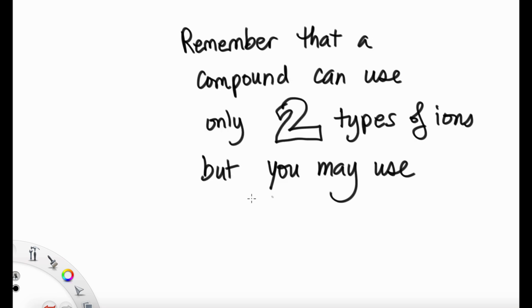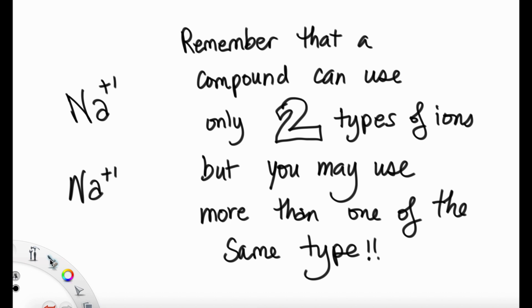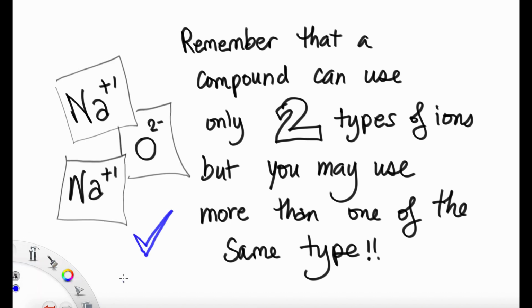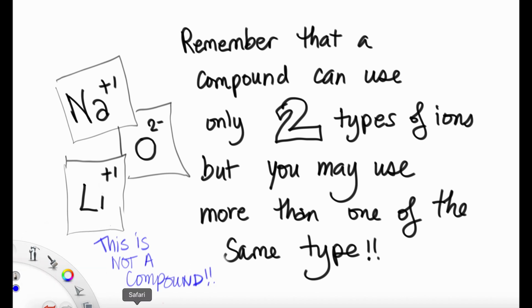Remember that a compound can use only 2 types of ions, but you may use more than one of the same type. So 2 sodiums with 1 oxygen is fine. This is a compound, sodium oxide. But sodium and lithium and oxide doesn't work. This is not a compound because there's 3 types of ions there.